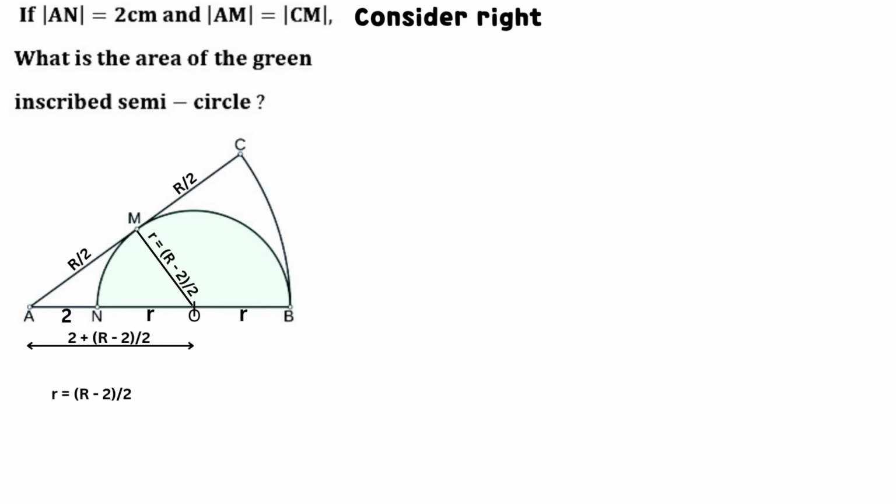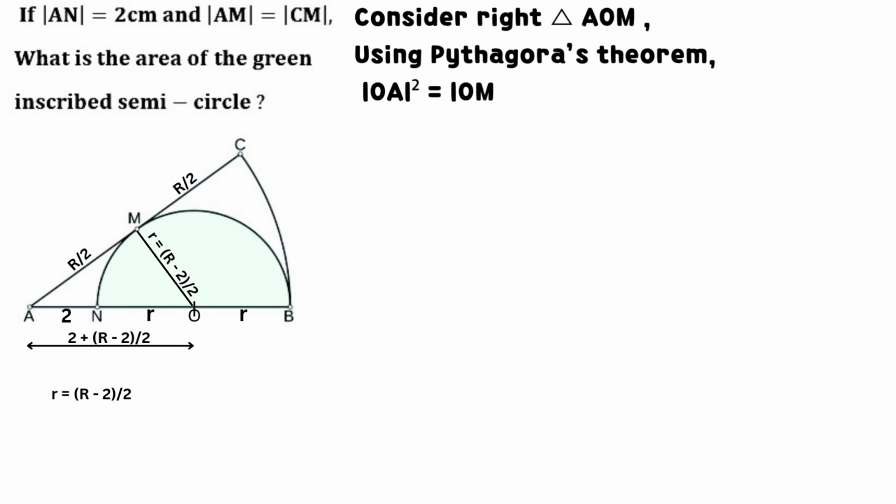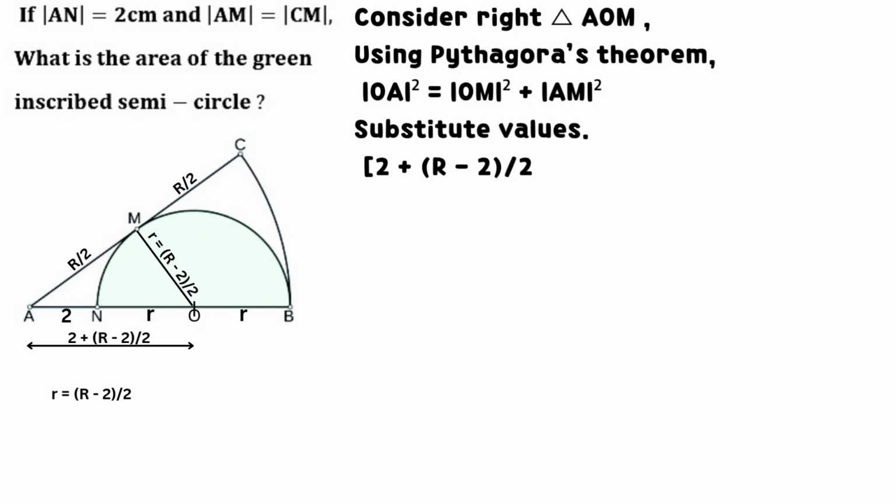Consider right triangle AOM. Using Pythagoras' theorem, the square of length OA equals the sum of the square of length OM and the square of length AM. Substitute values. We have that the square of the sum of 2 and half of larger r minus 2 equals the sum of the square of half of larger r minus 2 and the square of half of larger r.